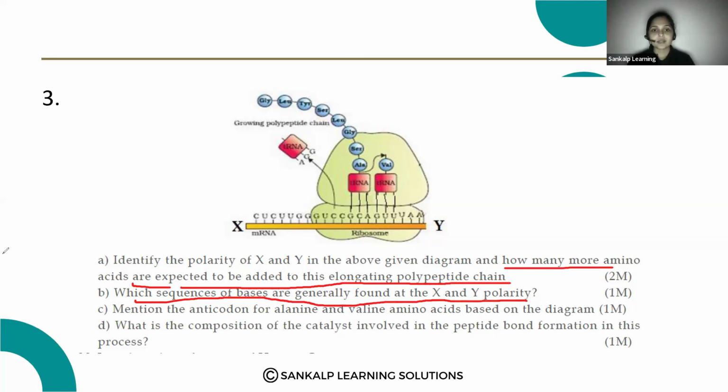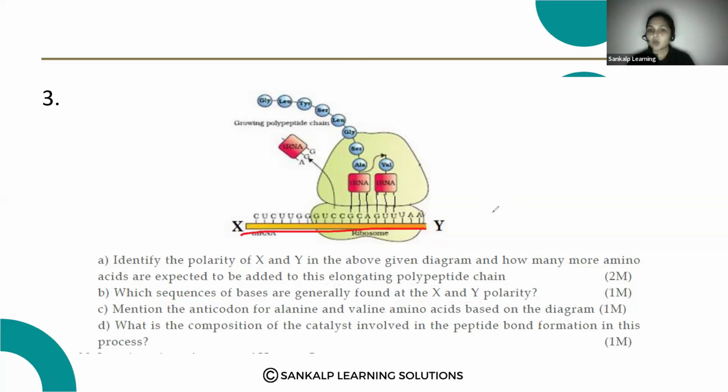Okay. So look here, this is the mRNA. mRNA always has the polarity 5 prime to 3 prime, right? So 5 prime to 3 prime polarity it will be. Then how many more amino acids can be added here? So here this UAA, that is the stop codon. UAA is the stop codon, right? So that is the stop codon.